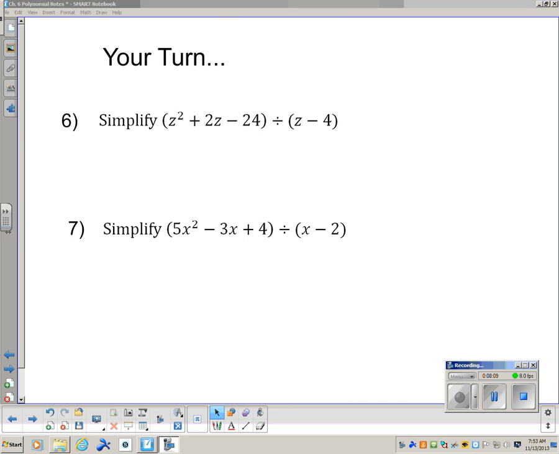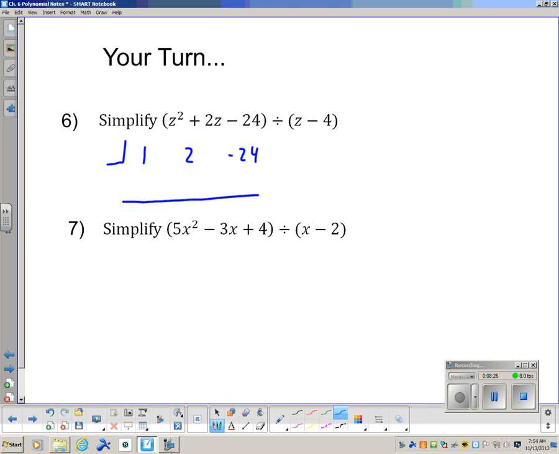All right, so looking at these two, you got z squared plus 2z minus 24 divided by z minus 4. So again, look at your coefficients, 1, 2, negative 24, and inside the box here, I have to think, how do I get 0 inside the box there? I get 0 when z is 4. It's z minus c, and it has to be c, so it has to be 4. I think it's easier to think, how do I get 0 in there, so then I don't get them mixed up all the time. So how do I get 0 inside there when z is 4? Because 4 minus 4 will give me 0.